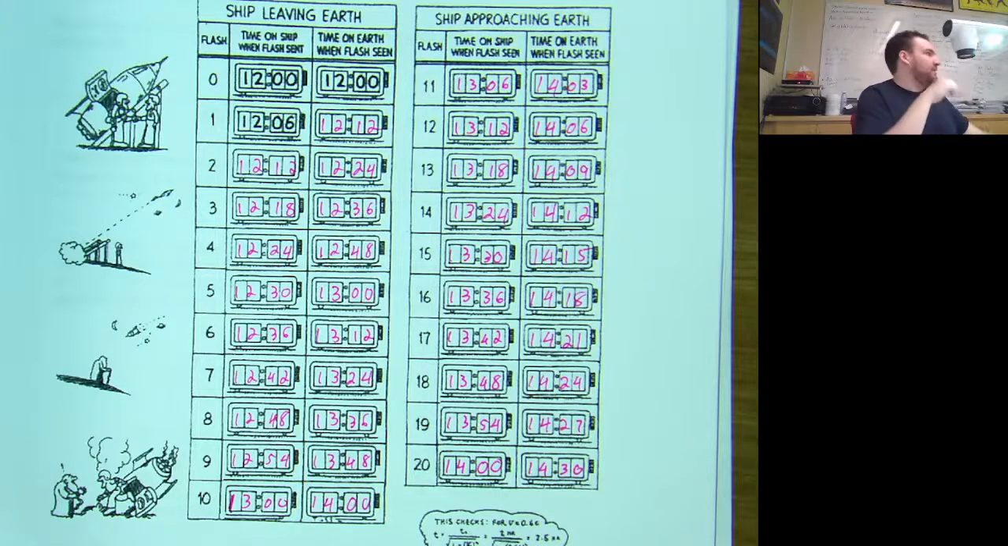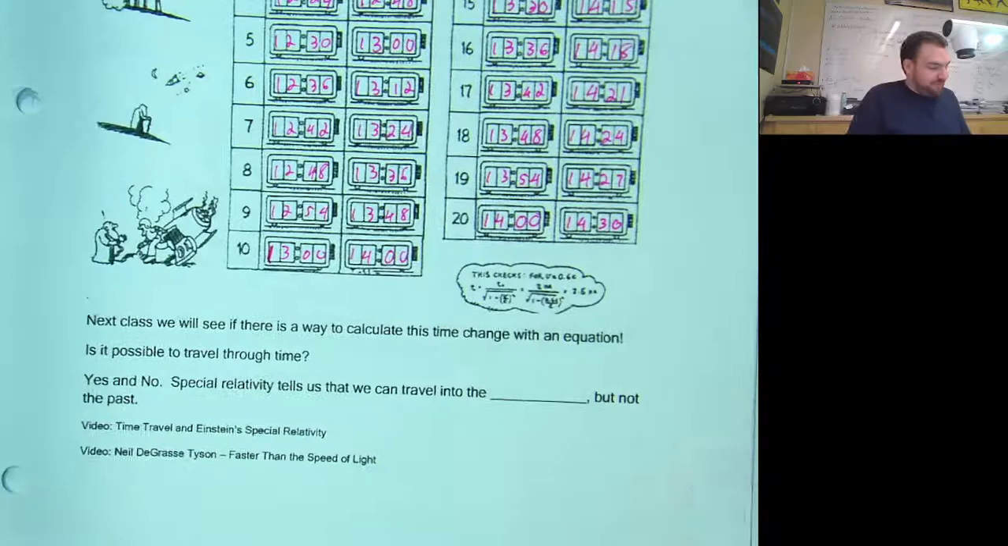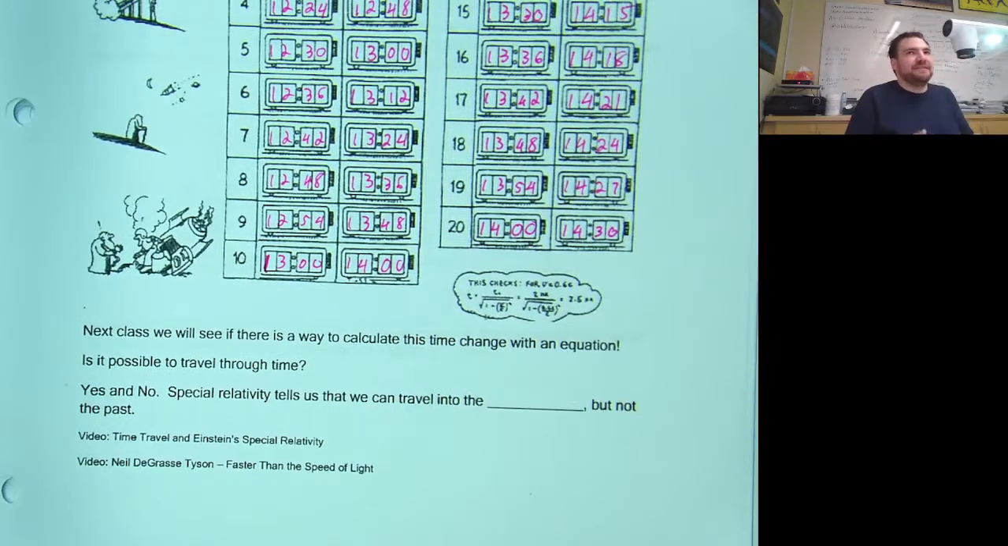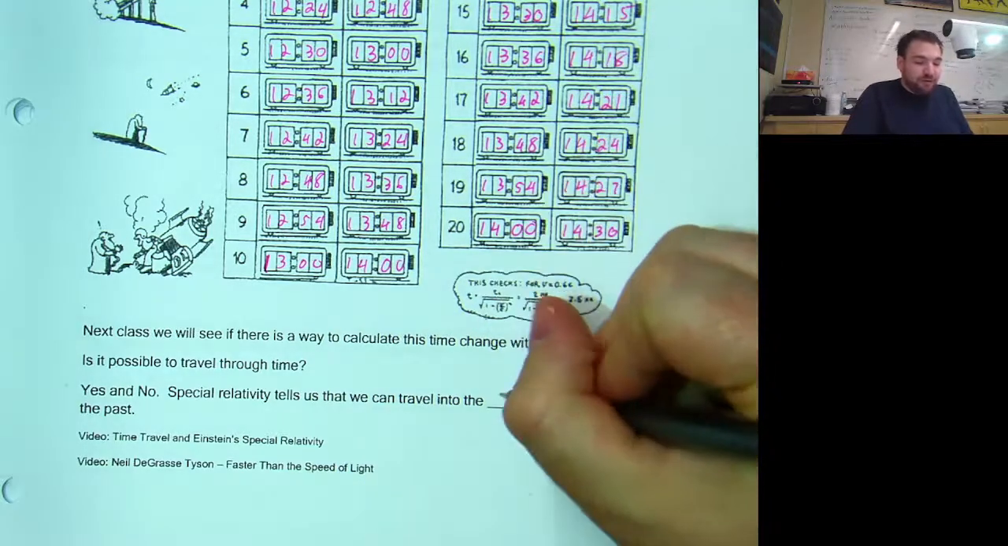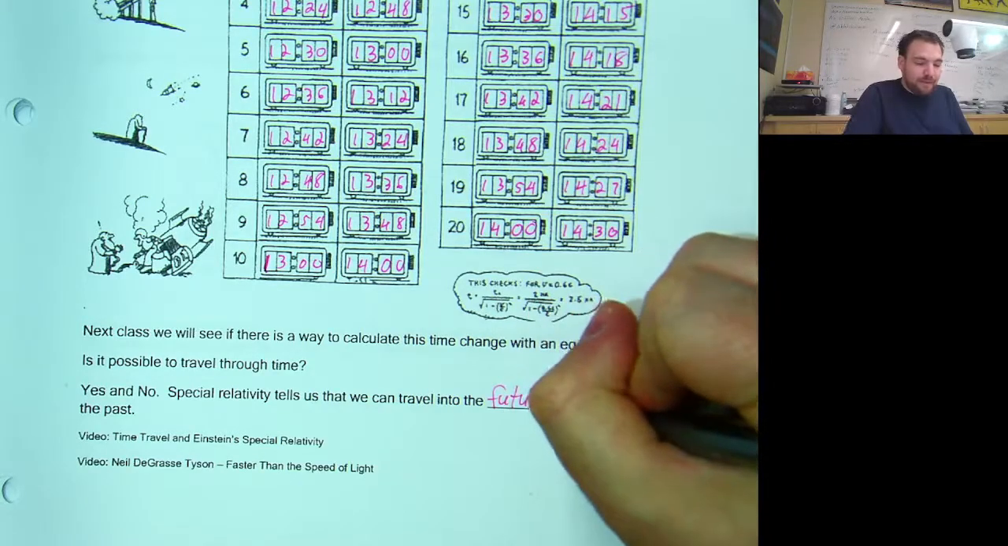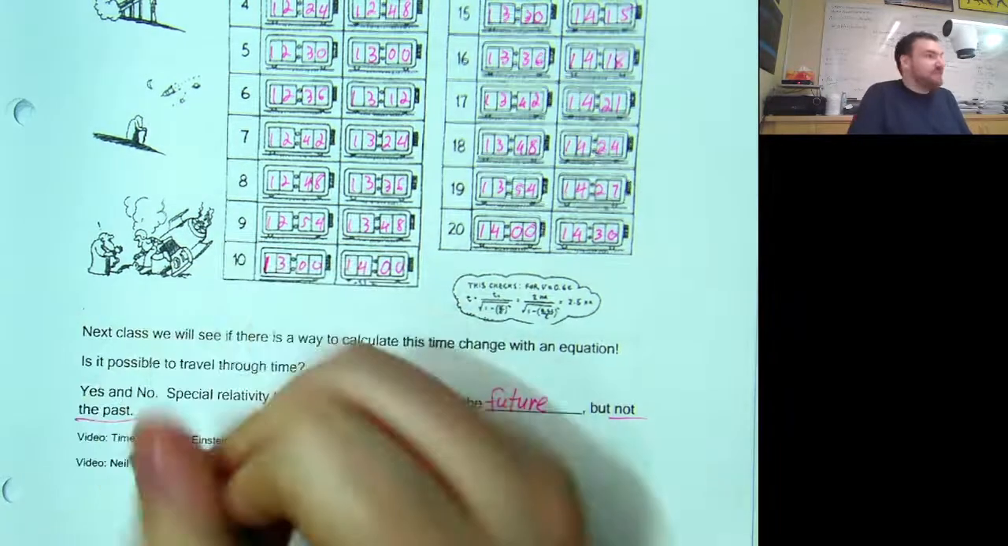There is an equation that relates all this together. It's not going to be next class, it's going to be in about 10 minutes. So, is it possible to travel through time? Yes. Also no, but yes. Special relativity tells us that we can travel into the future, but not to the past.